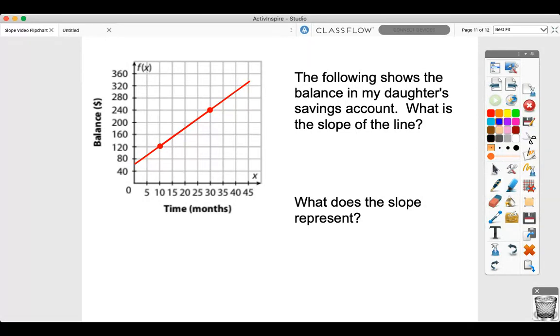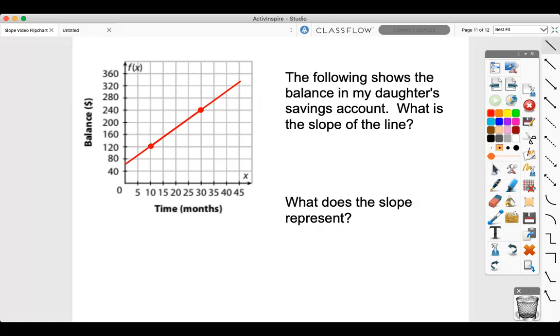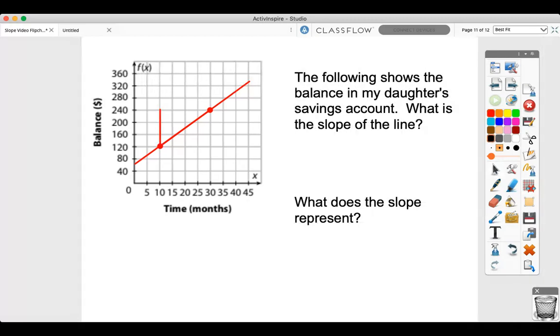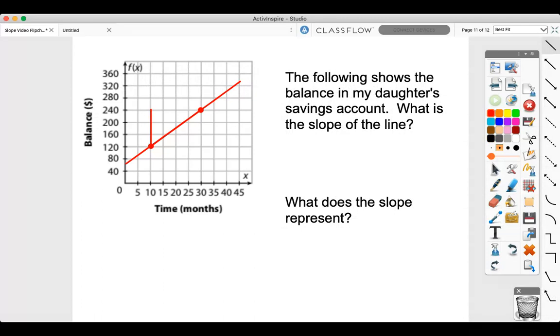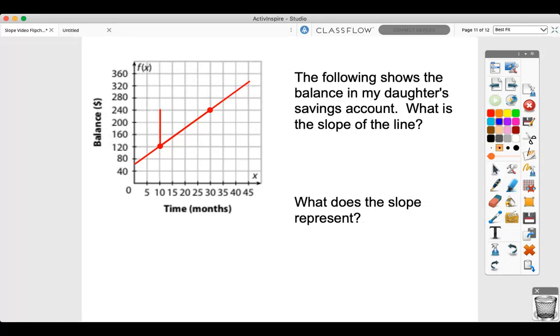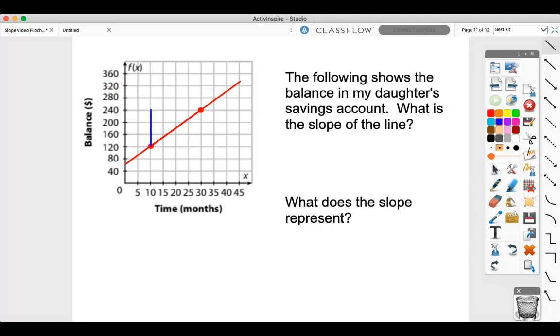The first thing we need to do is make a triangle. We're going from this point up to this point, which means that we need to go up, and I'm going to make this blue, just to distinguish it from everything else. And then from here, we need to go to the right. So first we went up, and then we went to the right.